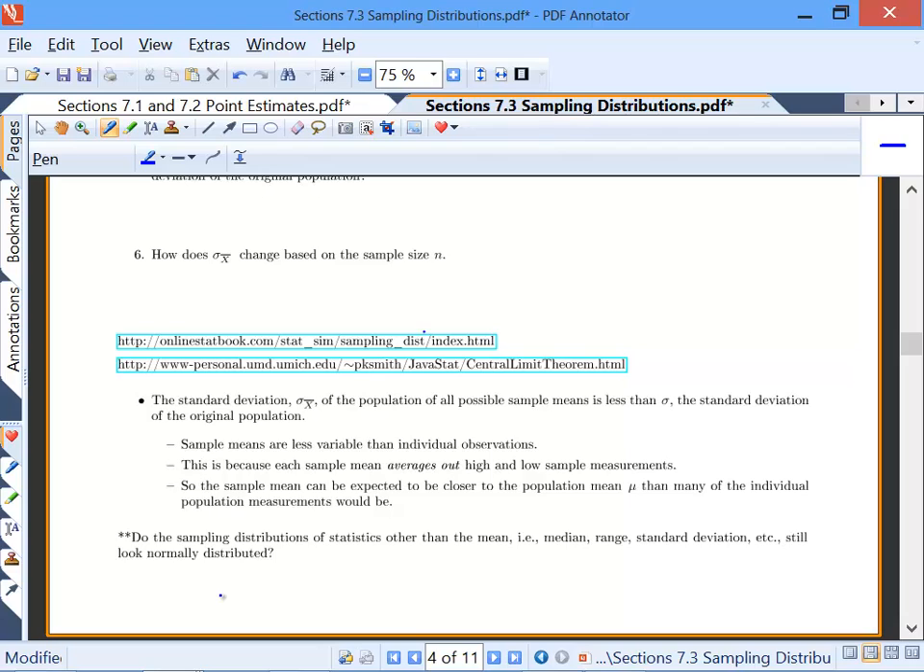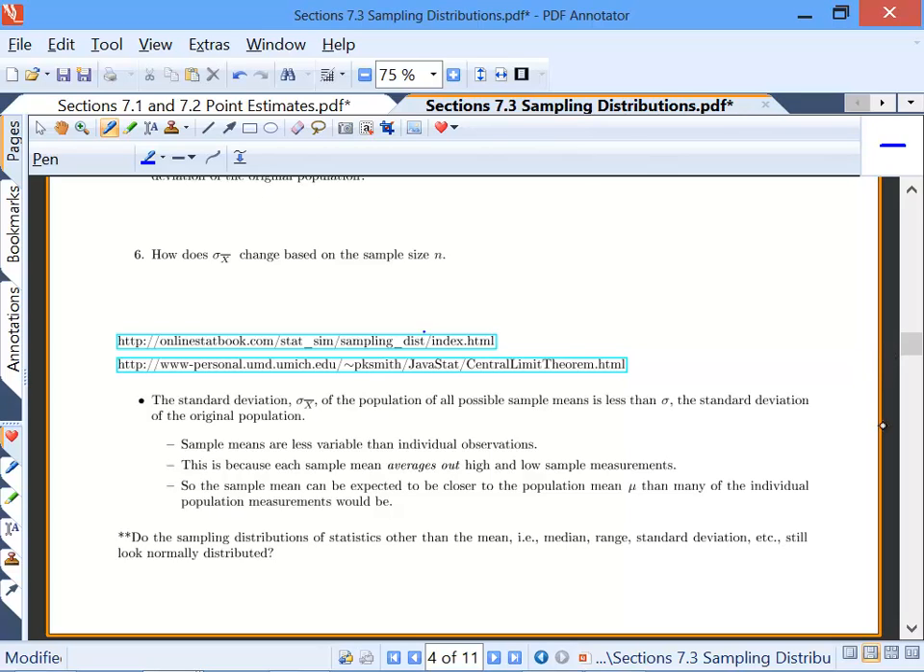And because your sample means tend to be closer to your population mean, it's going to be a better estimate than your original individual values. So it's a better estimate of your population mean. And the bigger your sample size, the better estimate your sample mean will be.